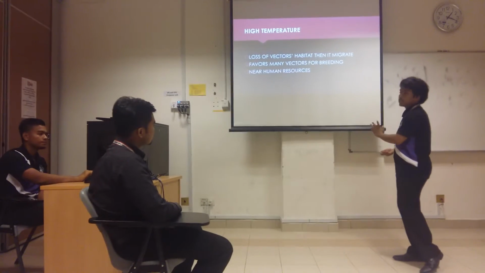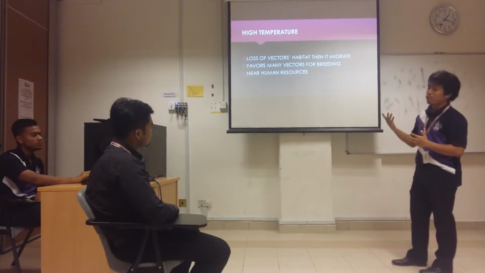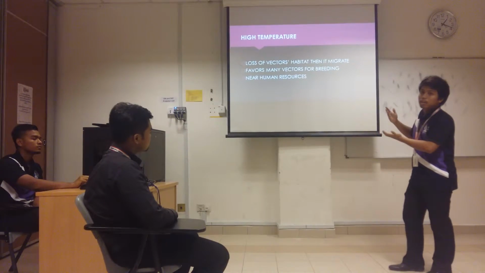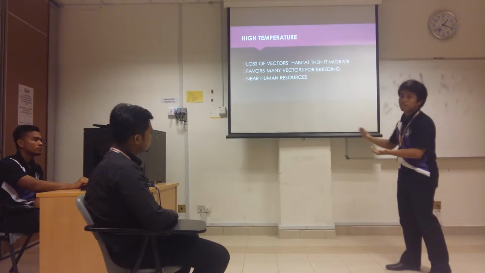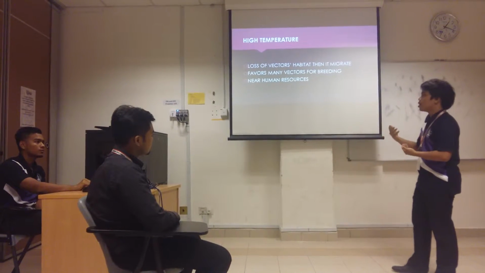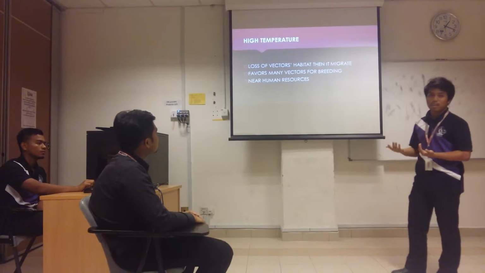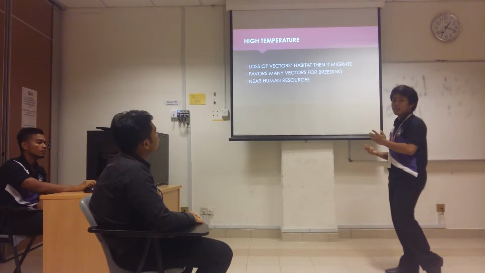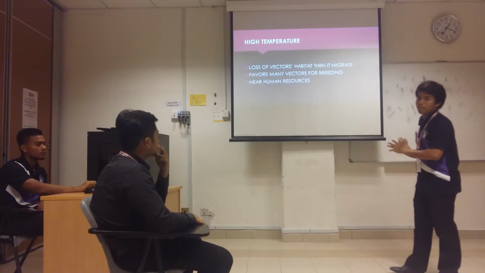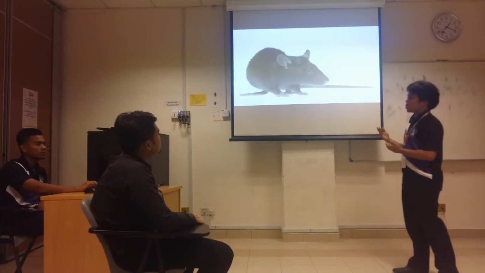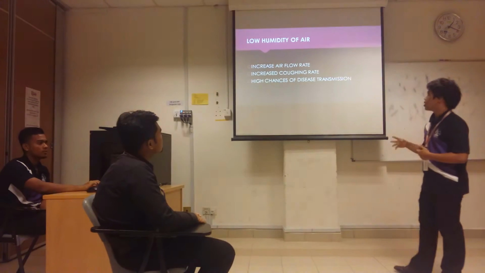The high temperature causes loss of the vectors' habitat, then they migrate. For example, the rat habitat will move near human resources, nearby the home, and favors many vectors for breeding like birds and causes many outbreaks of bird influenza disease. This is an example of a vector, the rat.